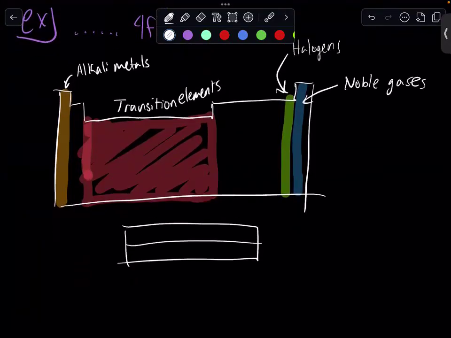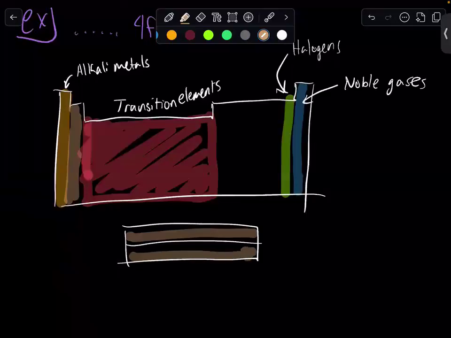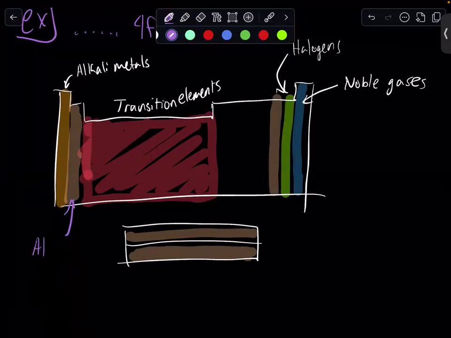Some fun honorable mentions, we'll call them, are going to be group 2. Oh, that is not a highlighter tool. Group 2, this period and this period, and sometimes group 16 if we're feeling up for it. So group 2 are our alkaline earth metals. Alkaline with an N, earth metals.